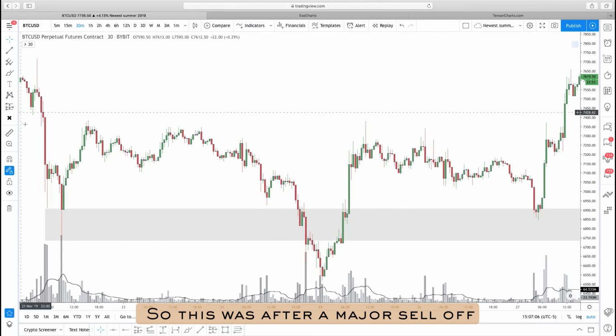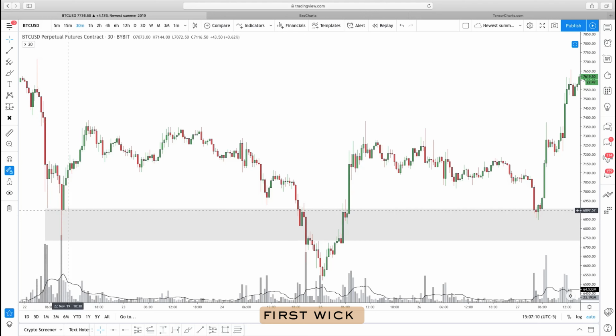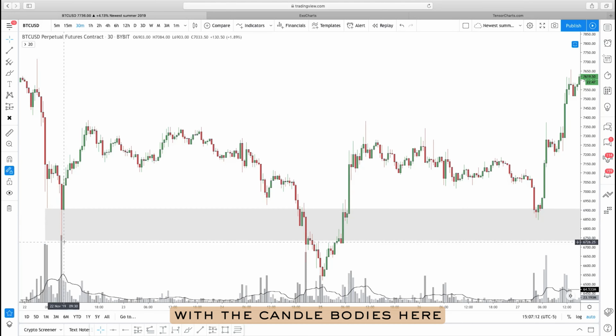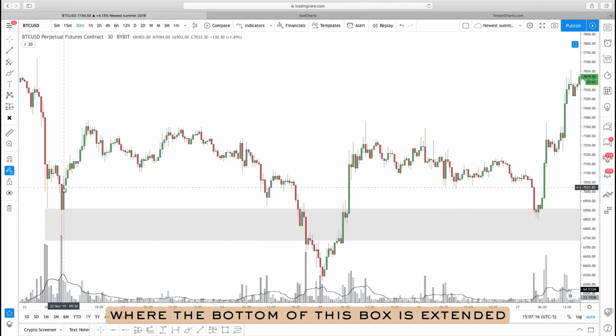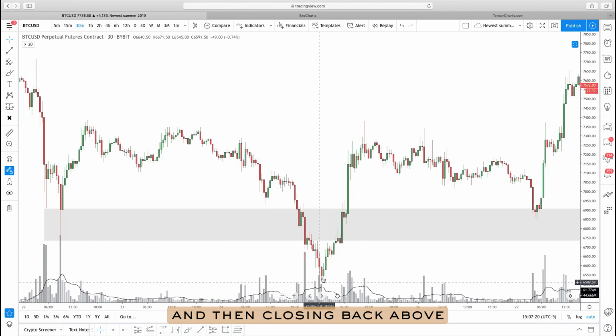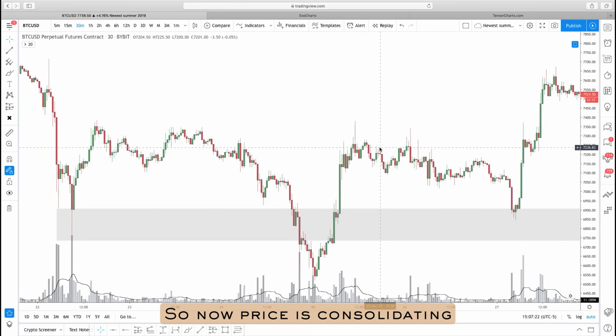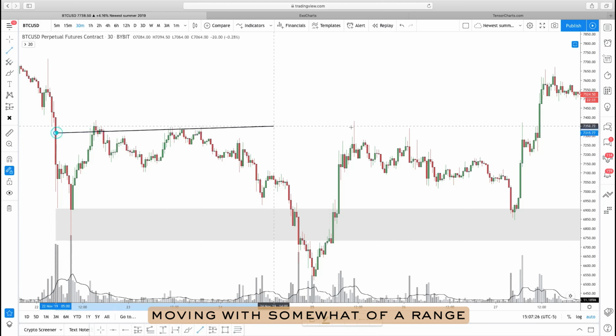So this was after a major sell-off. This is the first area that we bounced. First wick. Now we have it with the candle bodies here. The bottom portion of this wick is where the bottom of this box is extended, and we've kind of consolidated sideways before dumping through here and then closing back above. So now price is consolidating forward again, moving with somewhat of a range.